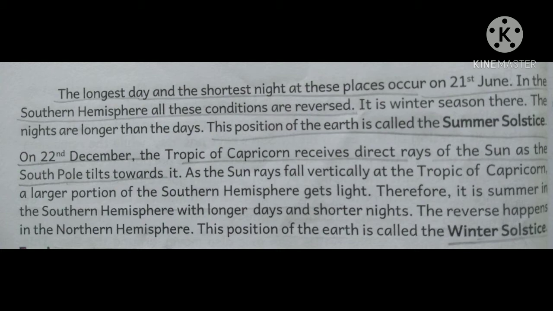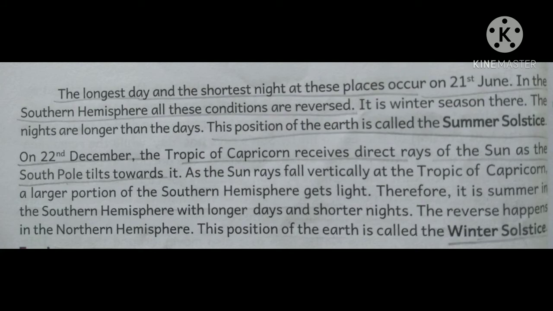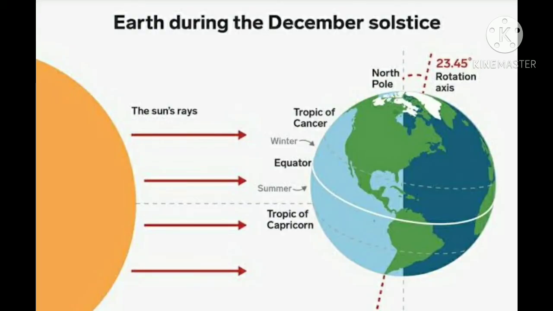Children, next winter solstice. On 22nd December, the Tropic of Capricorn receives the direct rays of the sun as the South Pole tilts towards it. As the sun rays fall vertically at the Tropic of Capricorn, a larger portion of the southern hemisphere gets light. Therefore, it is summer in the southern hemisphere with longer days and shorter nights. The reverse happens in the northern hemisphere. This position of the earth is called winter solstice. Children, look at this picture, how sun rays directly fall onto the Tropic of Capricorn forming the winter solstice.